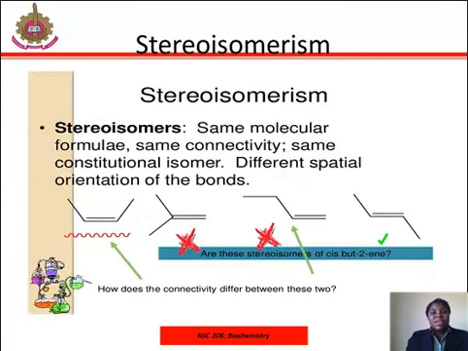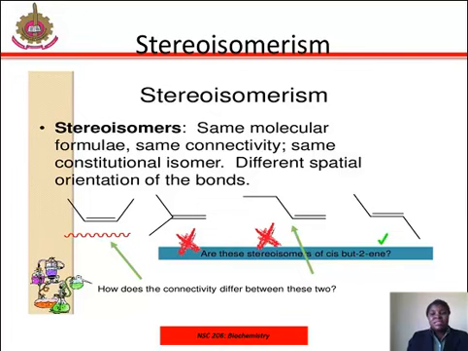What is stereoisomerism? Stereoisomers: same molecular formula, same connectivity, same constitutional isomer, different spatial orientation of the bonds. When isomerism is caused by different arrangement of atoms or groups in space, the phenomenon is called stereoisomerism. The stereoisomers have the same structural formulas but differ in the spatial arrangement of atoms or groups in the molecule. Stereoisomerism is of two types. We have geometrical and optical isomerism.